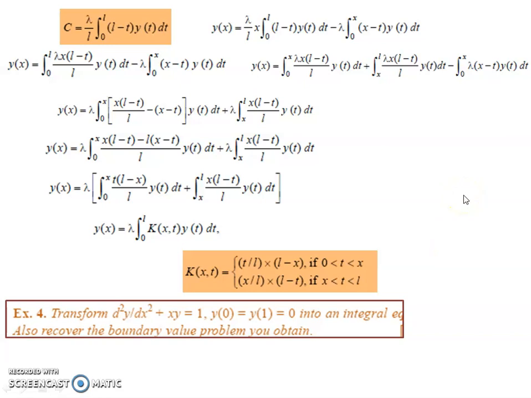So now come to another question. Transform d²y/dx² plus xy equal to 1, where y(0) is equal to y(1) is equal to 0, into an integral equation. Also recover the boundary value problem you obtained. So given that y''(x) plus x·y(x) is equal to 1, I shift this x·y(x) to the right hand side.